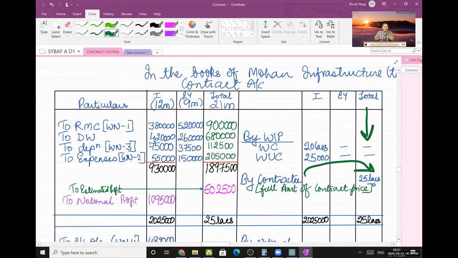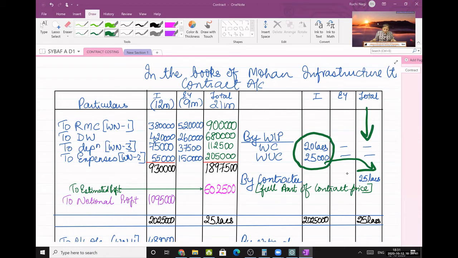Assuming that it is the last year of the contract and I will be receiving the full amount of contract price from the contractee, the journal entry is contractee account debit to contract account. What amount have I transferred here? Full amount of contract price. How much? 25 lakhs. Is this clear? So that means this closing WIP is already included in this 25 lakhs. That is why we are not considering it. Understood now? Clear everyone?